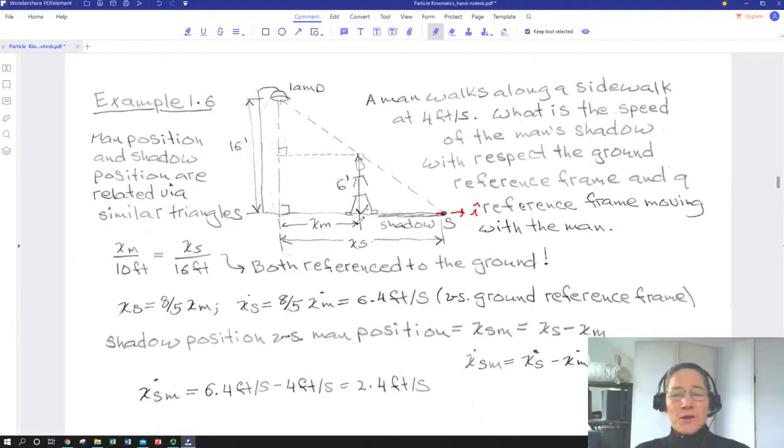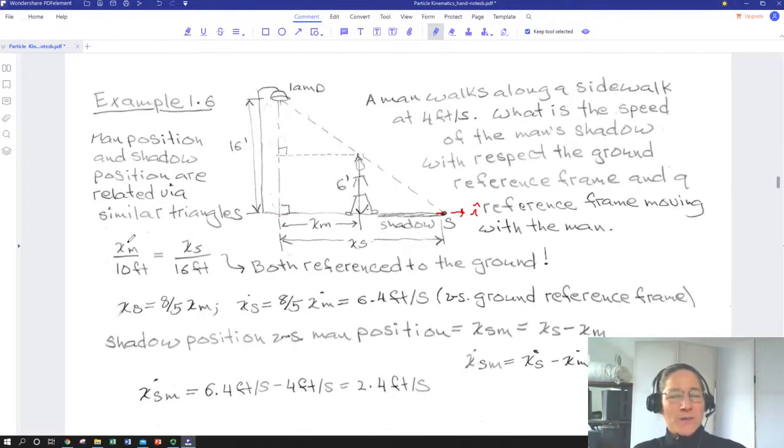So we're going to look at relating position and velocity of the man and the shadow, meaning this leading edge, with respect to the ground. So position is time dependent. Guy's walking forward. Shadow position is probably going to be time dependent too because it is related by these similar triangles. So let's look at that relationship.